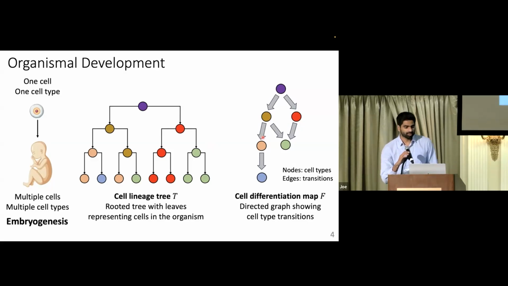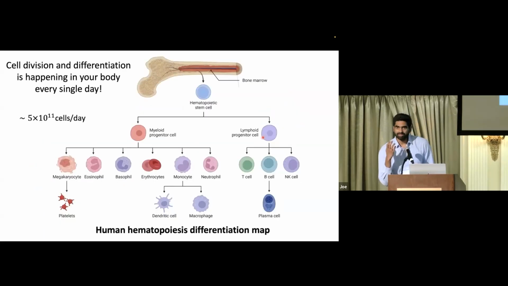during development. Now, these two processes are not just important for early development, these are actually happening in your body every single day. An example of this is hematopoiesis. In your bone marrow, billions of cells are being produced every single day. And here I'm showing you the differentiation map for human hematopoiesis. You can see the hematopoietic stem cell at the root. The cell is dividing and differentiating, and you get this hierarchy of progenitor cell types. And as you go down this differentiation map, you'll see different cells that make up your blood.